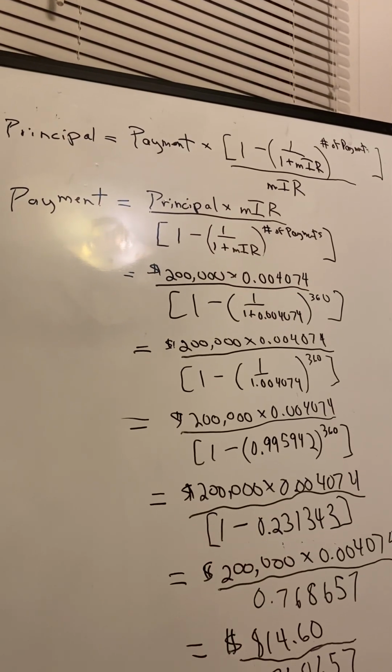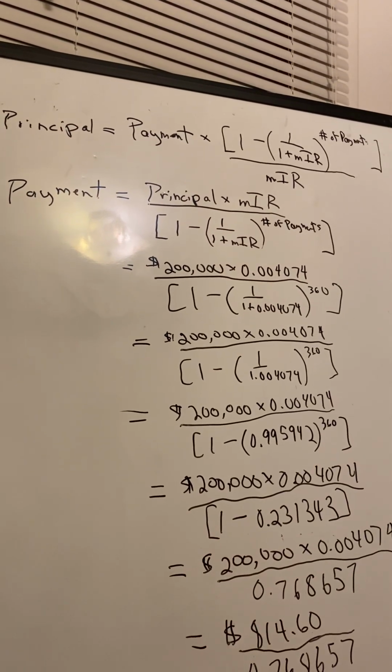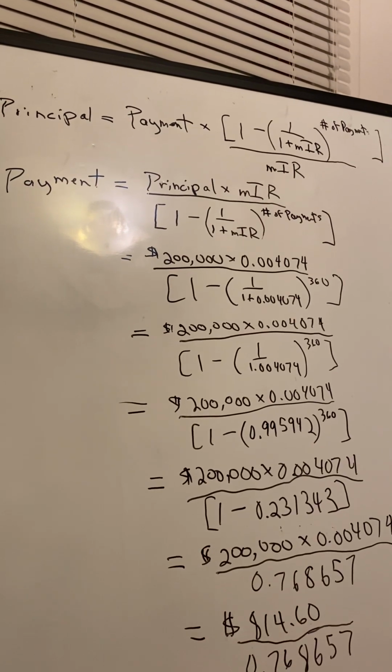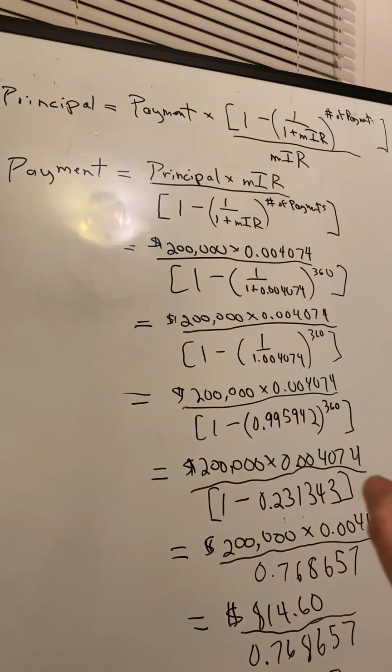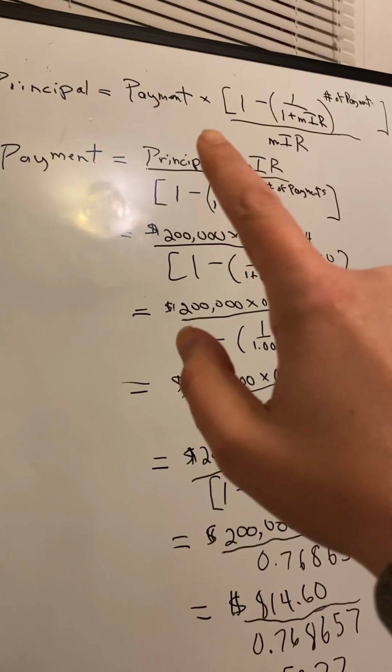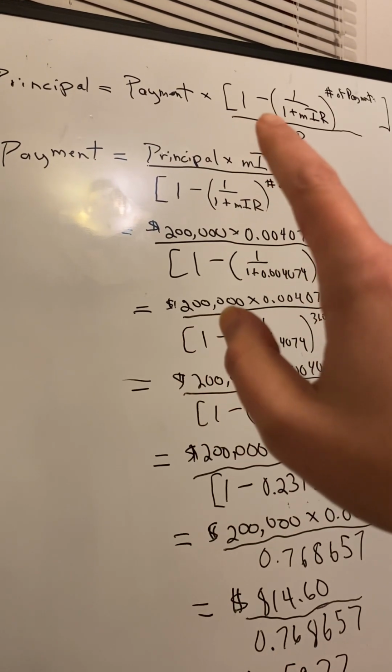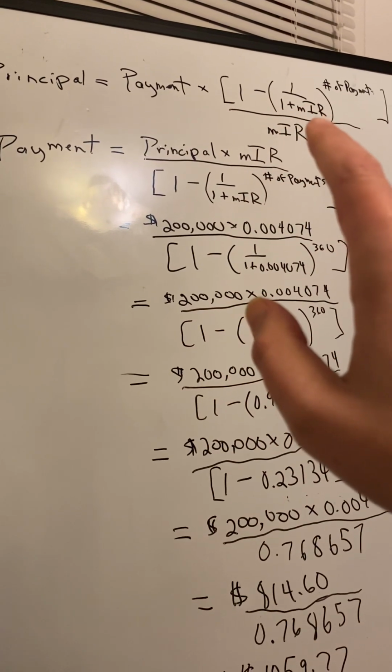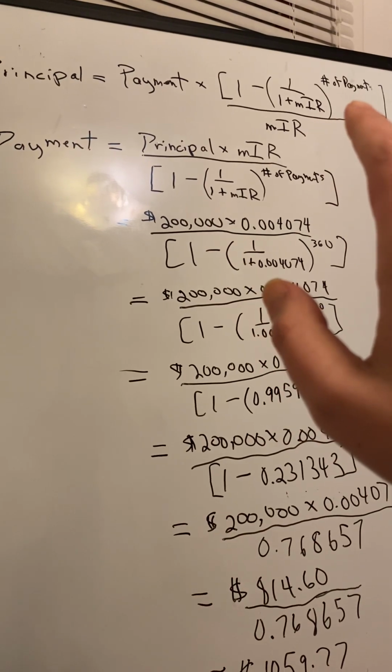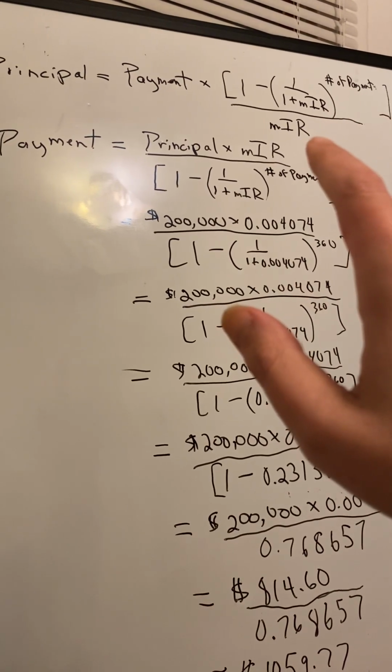Okay, we're going to calculate the payment amount now. We already did this. We solved our amortization formula. We had principal equals payment times, in brackets, 1 minus 1 over 1 plus the monthly interest rate raised to the number of payments, divided by the monthly interest rate.